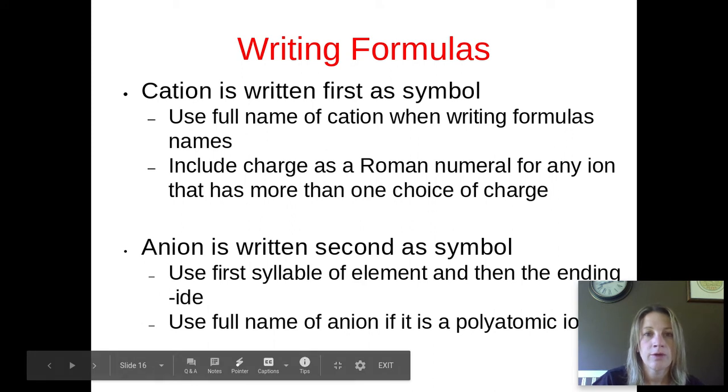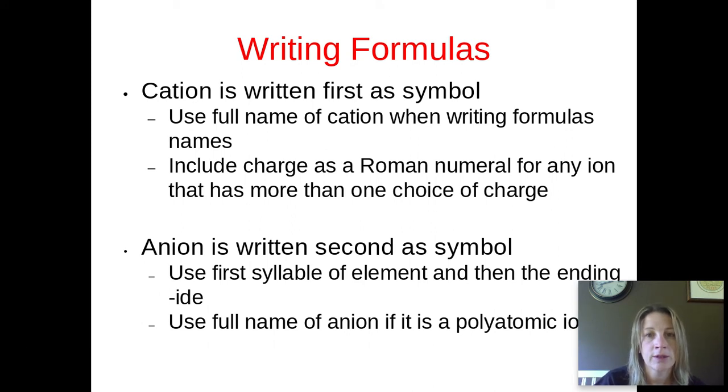Some rules for writing formulas. The cation is always written as the first symbol, so the positive ion, and you're just going to use the full name of the cation when you are writing the formula name. So if the first cation is sodium, you're just going to call it sodium. There's no dropping any of the endings or changing any of the endings like there will be with the second element in the compound. If you have a cation that has more than one choice of charge, and that's typically your transition metals, you're going to include a charge as a Roman numeral.